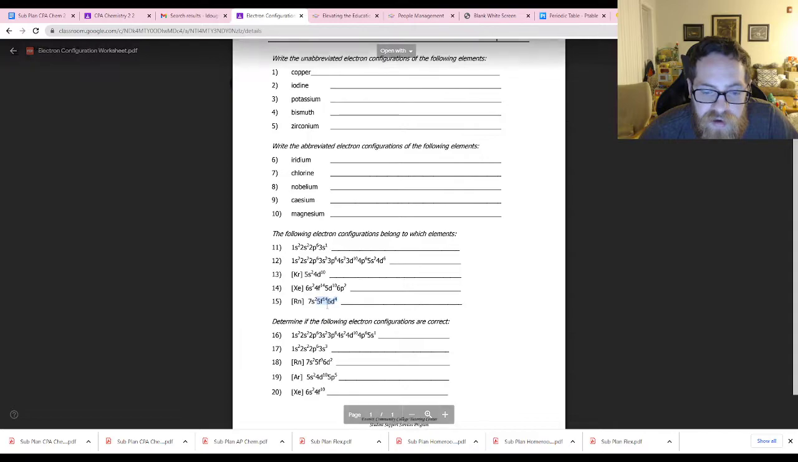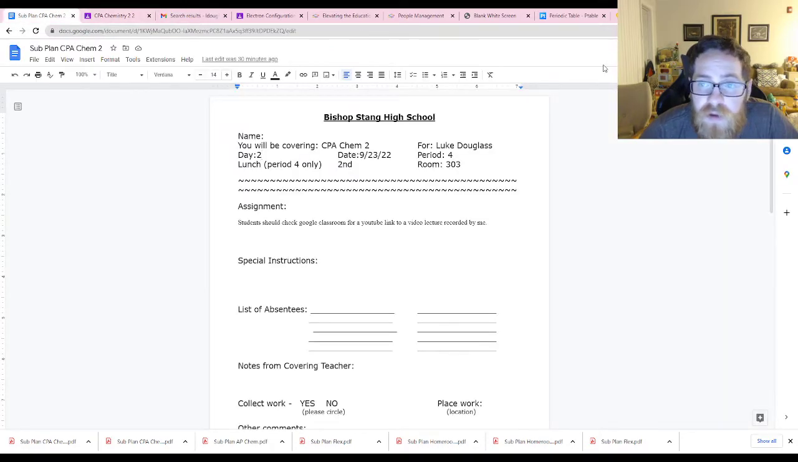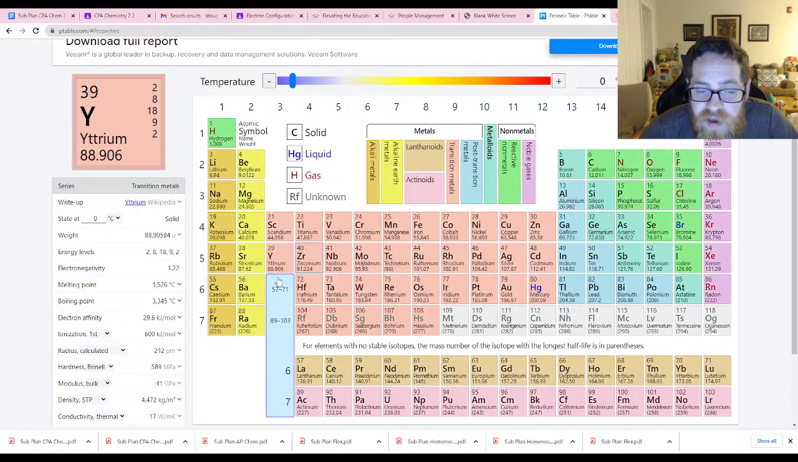We also have 6d4. So if we look at this, right, we have 6, but this is 5d because it's always one row behind. So now we do, okay, 6d4. 1, 2, 3, 4. Bohrium.